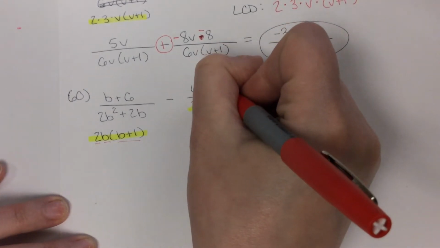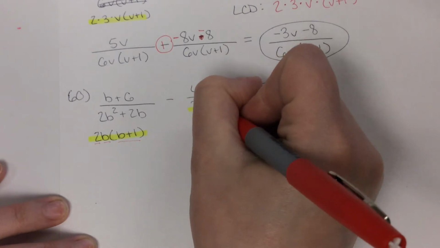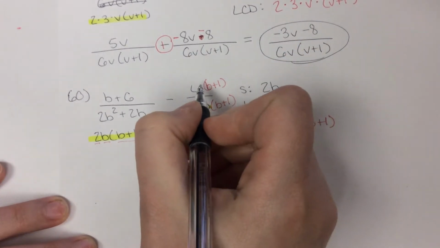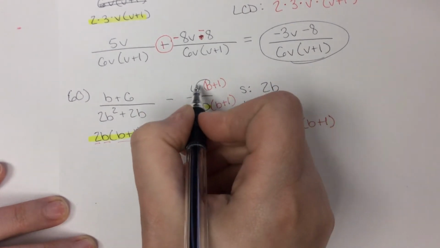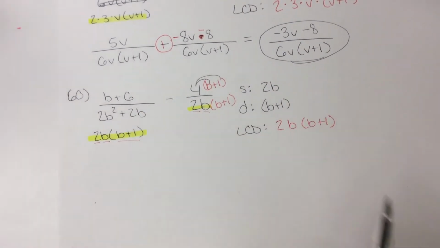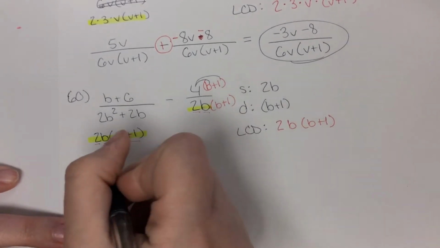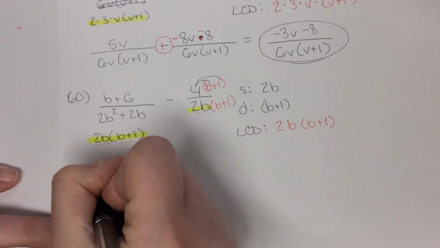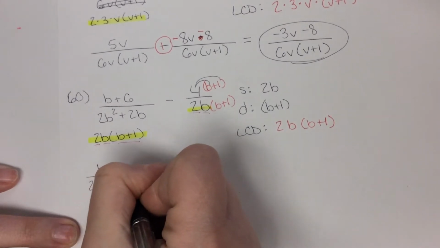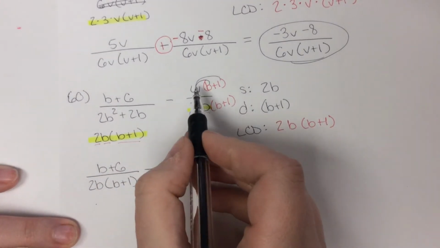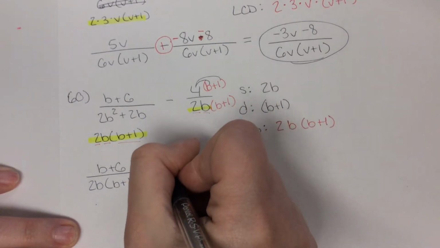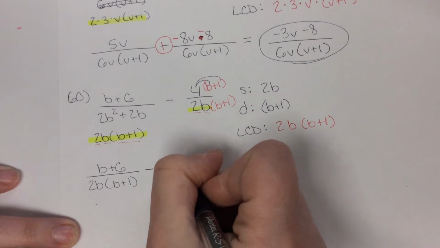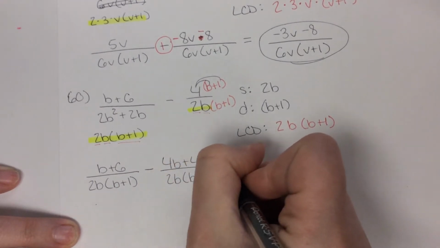So to the top, to the bottom. Distribute in the top. 4 times b is 4b. 4 times 1 is 4. So I'm kind of getting ahead of myself here. Let's rewrite this first one first. So this is b plus 6 over 2b, b plus 1, minus, okay, here we go, 4b plus 4 over 2b, b plus 1.